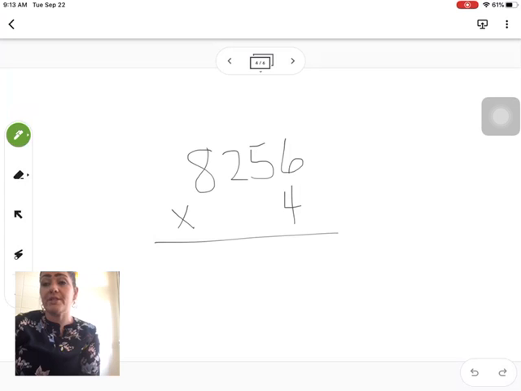Okay, now we have a 4-digit by 1-digit. Again, I'm going to start in the ones place. 4 times 6 is 24. Put the 4 on the bottom, carry the 2. Then I do 4 times 5, which equals 20, plus 2 is 22. So I put one of the 2's on the bottom, regroup or carry the 2.